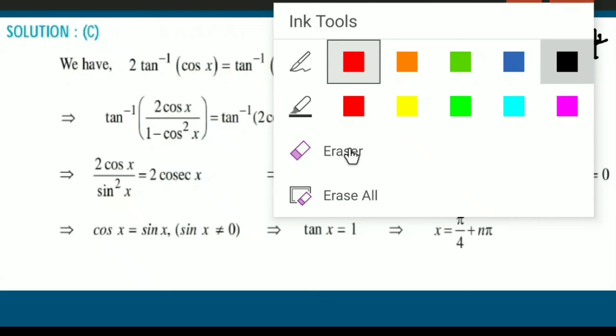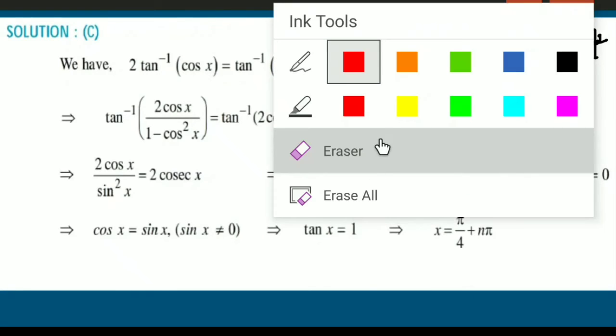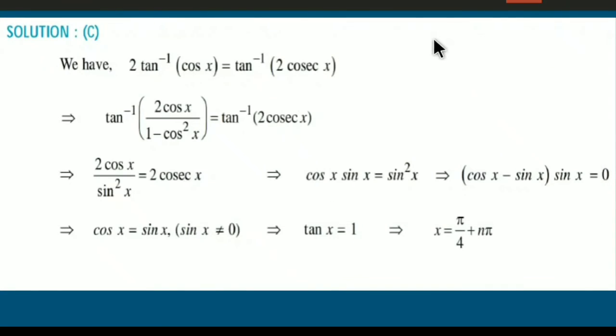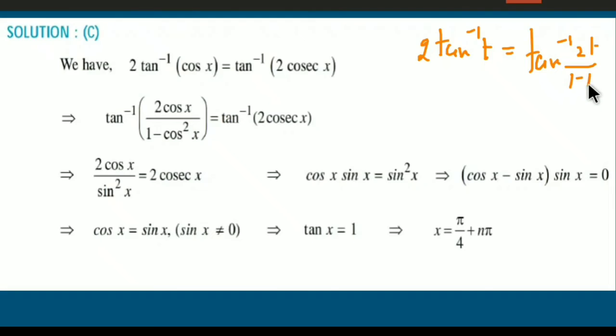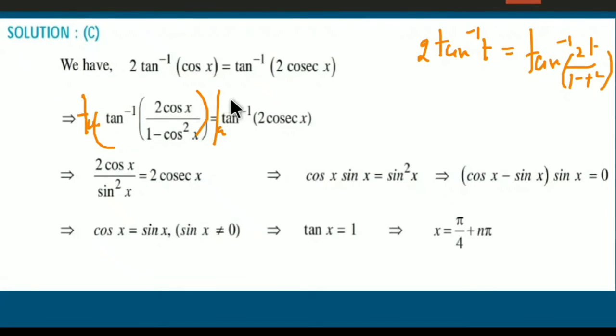So you have to say it this way. Let me write once again using another color. 2 tan inverse t, we can write as tan inverse 2t upon 1 minus t square. You can use this formula here. So tan inverse 2 cos x upon 1 minus cos square x, and on the other side, tan inverse 2 cosec x. Take tan on both sides.